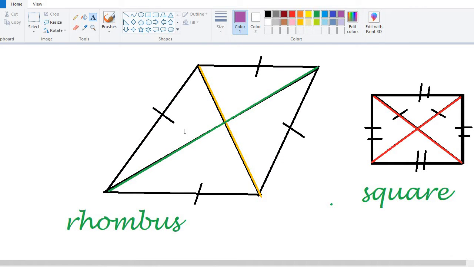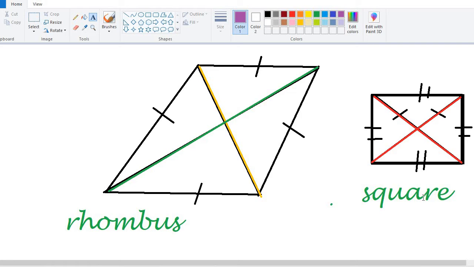See, this is called a rhombus. My drawing is not so perfect, but it is a rhombus. I have represented that all four sides are equal, but the diagonals are not equal. See, one is yellow, one is green. That means the diagonals are not equal in the case of a rhombus. So we have to prove that.